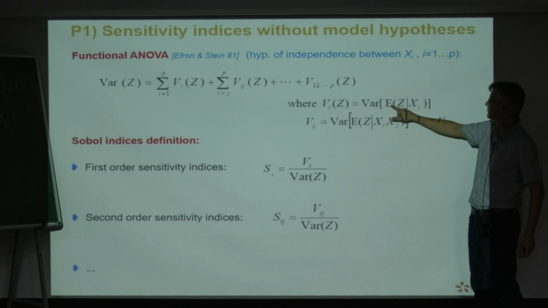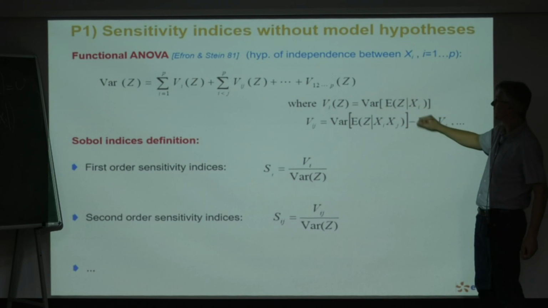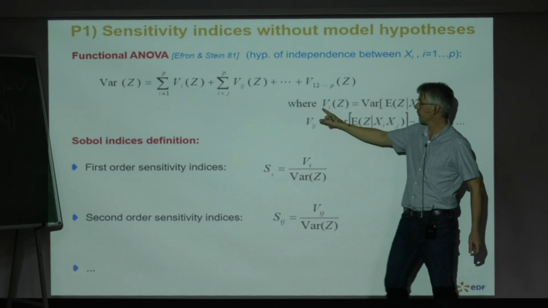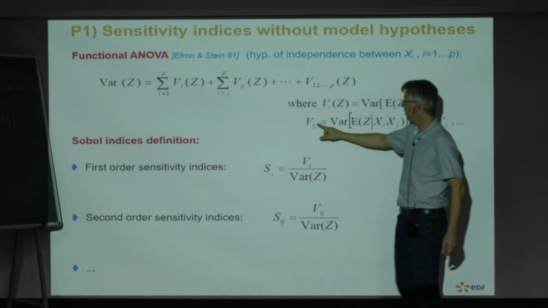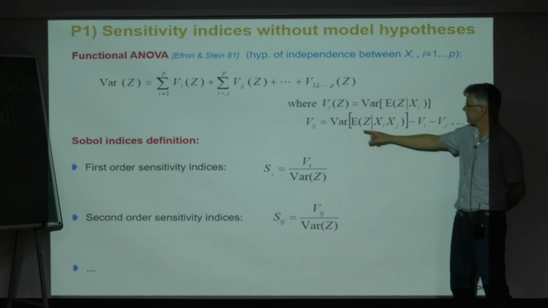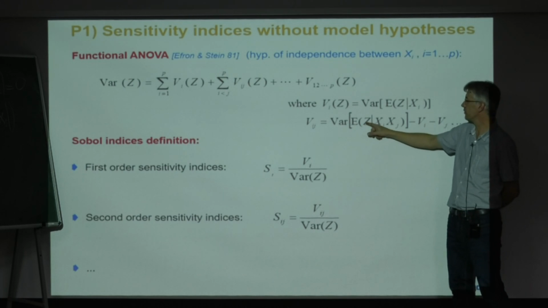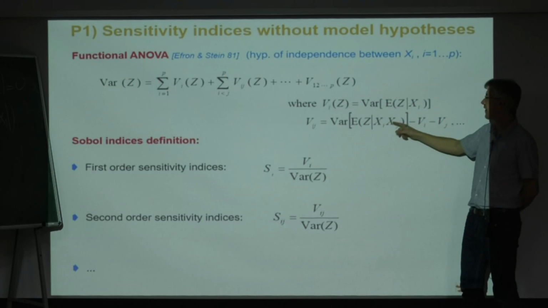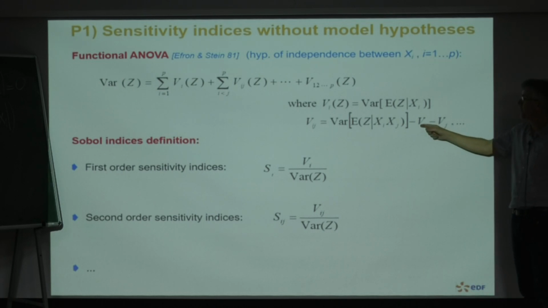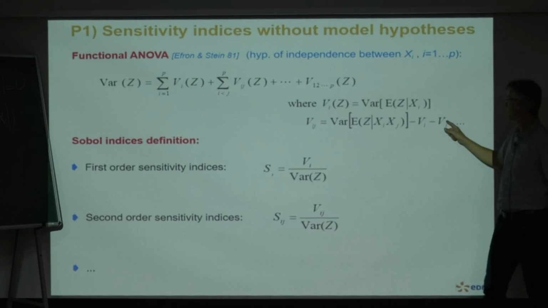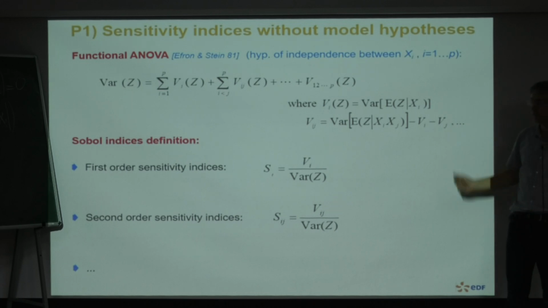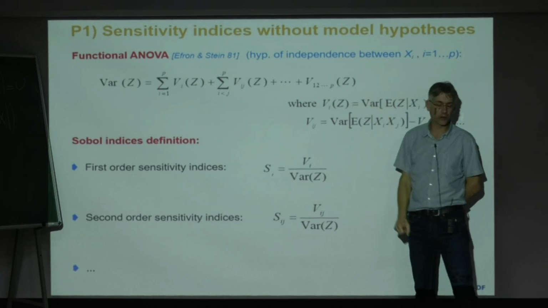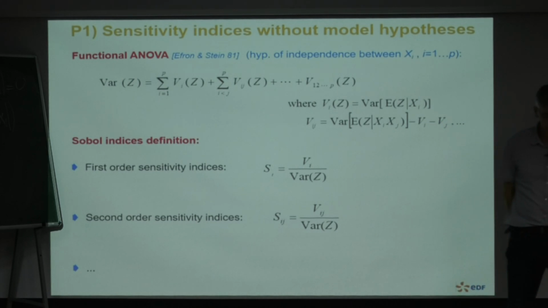So the variance of the expectation of Z knowing Xi. This is for the first order. For the second order, Vij is the variance of the conditional expectation of Z knowing Xi and Xj, minus the first order terms, etc., until the P order term. So I repeat, the theory will be developed by Thierry.